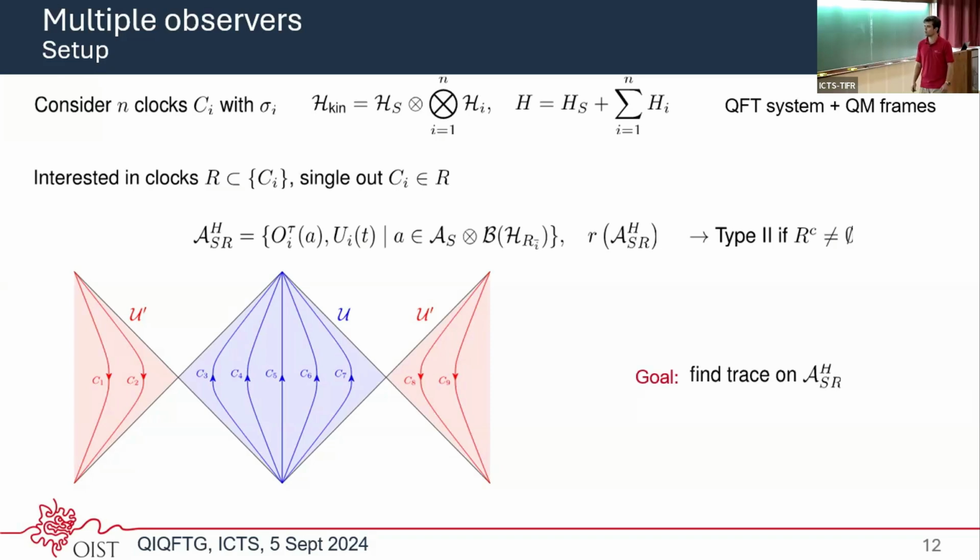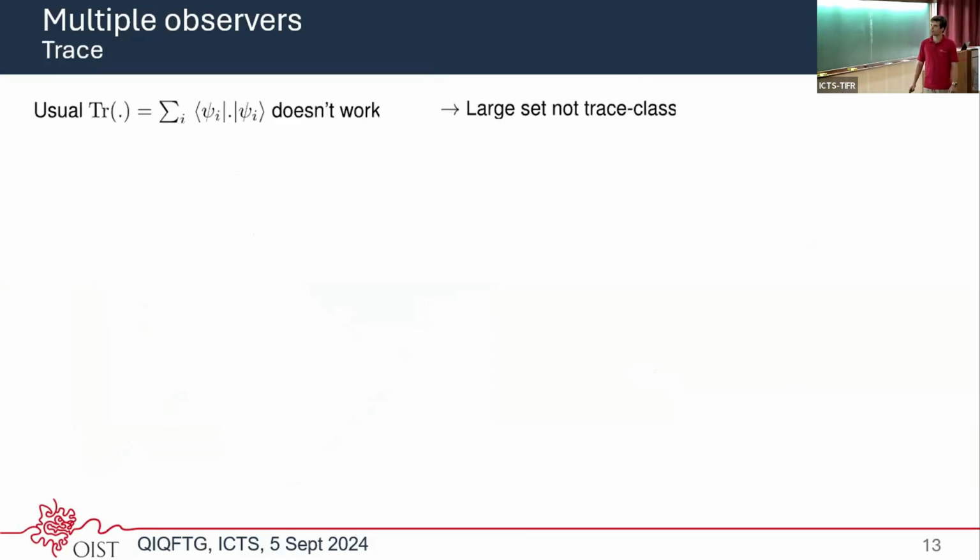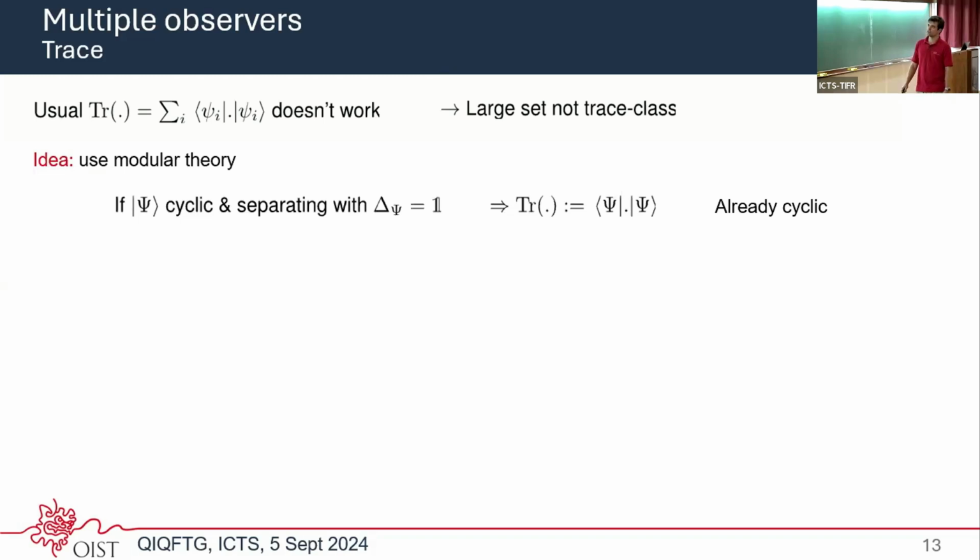And then the goal is, okay, we have this algebra, which is nice, it's type II, but how can we construct a trace on this algebra? For this, we will mainly use modular theory. The usual trace just doesn't work because there's too large a set of non-trace class operators, meaning that the trace would just diverge on those operators. So instead we use modular theory, and the main idea is that if we can find some state, which we can call a tracial state, which is cyclic and separating, and has the identity as a modular Hamiltonian, then we propose this form for the trace. Namely, the trace will just be the expectation value in this tracial state.